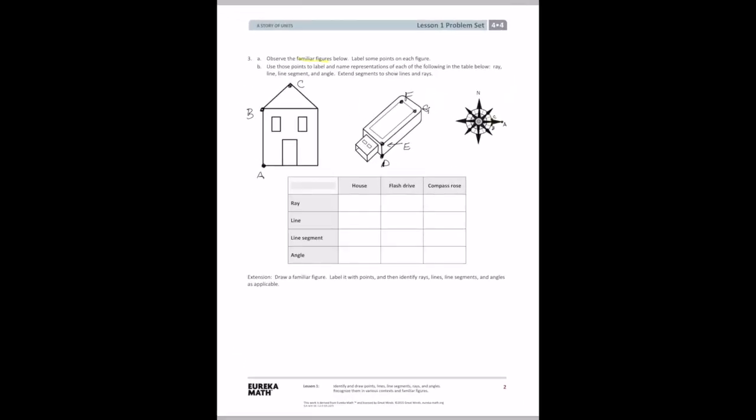Use those points to label and name representations of each of the following in the table below. So we have rays, a line segment, and an angle in our table. So on the house, what might be considered a ray? Well, what's the definition of a ray? It passes through at least 2 points, and then it continues in one direction infinitely. Okay, so we have to draw that.